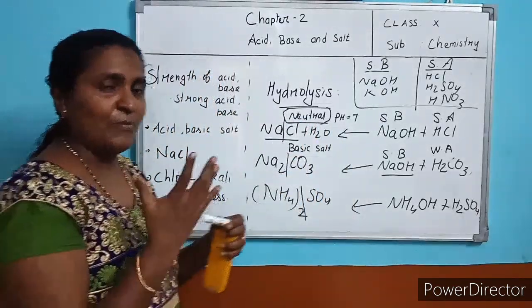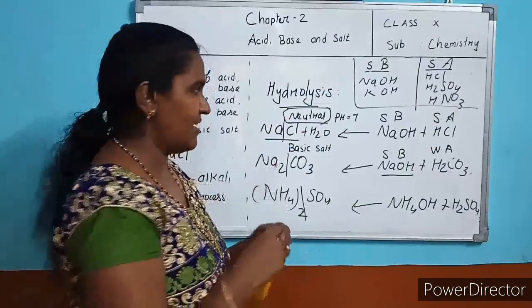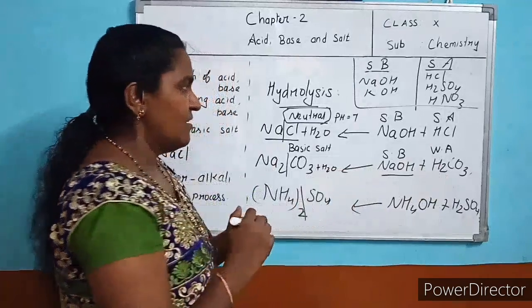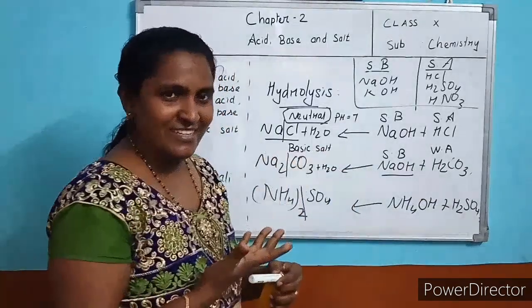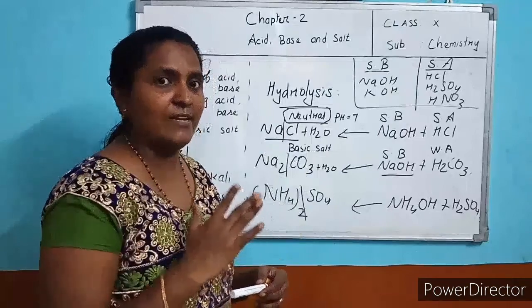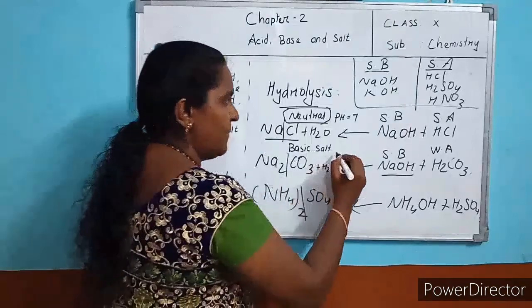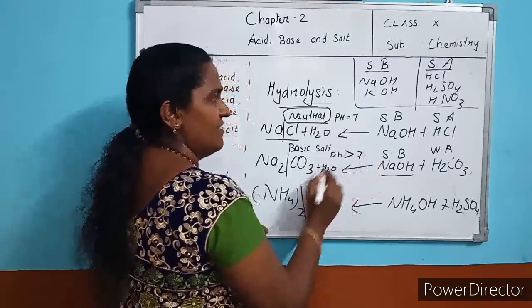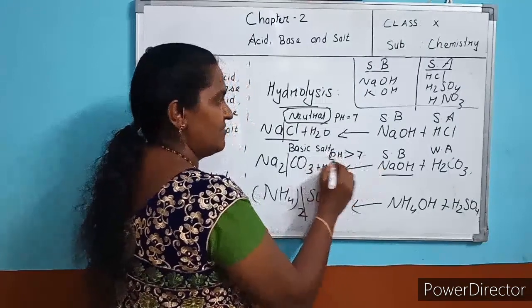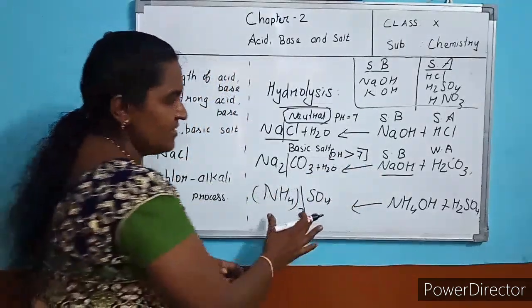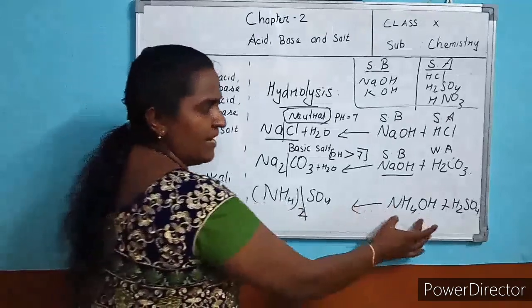Understood? So what will be the pH of the solution? Because base with acid, salt and water formed, isn't it? If it is base, what is the pH value? More than 7 or less than 7? More than 7. pH will be greater than 7. Clear?